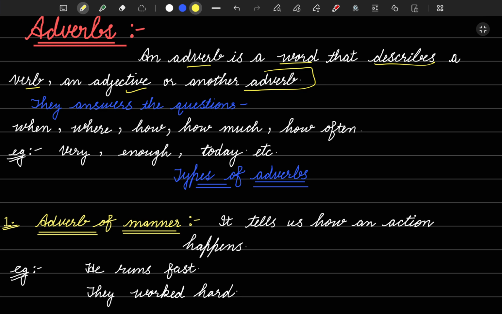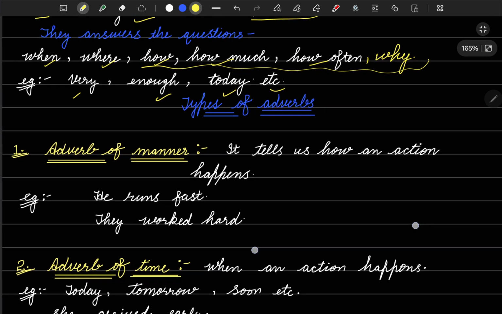Now adverb tells us about when, where, how much, how often, why. Okay, so adverb answers these questions. For example, very, enough, today, etc. Now there are some types of adverbs.